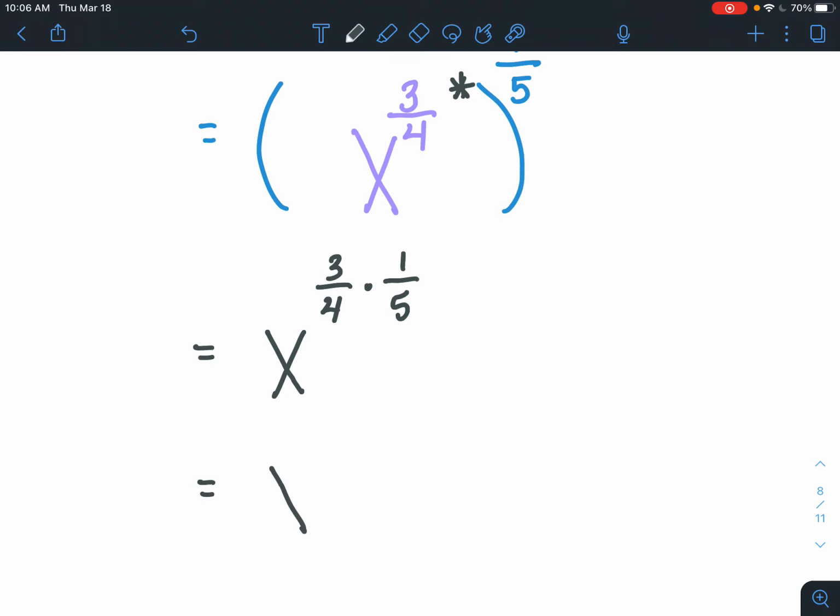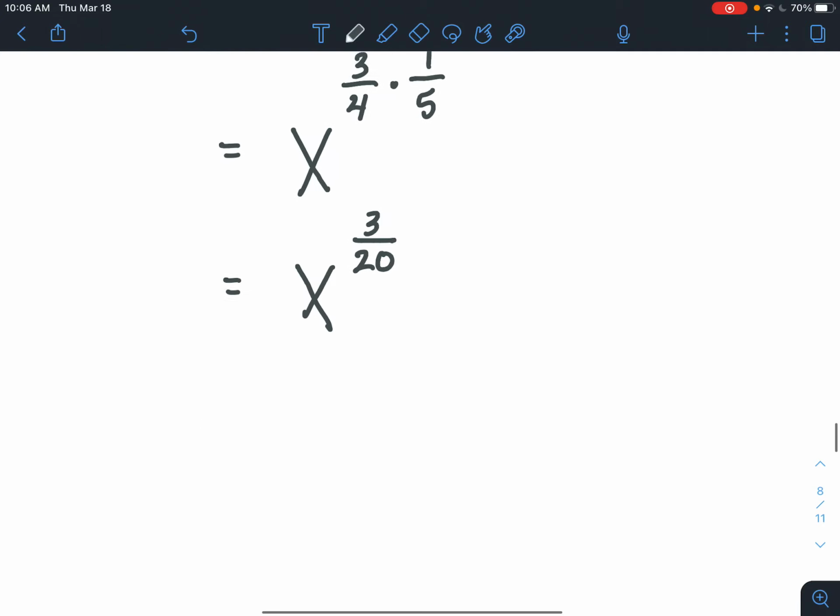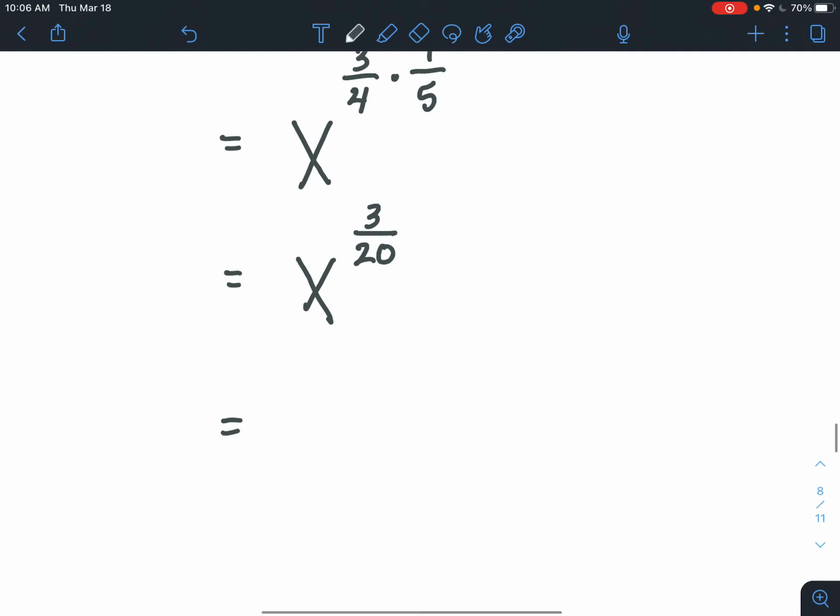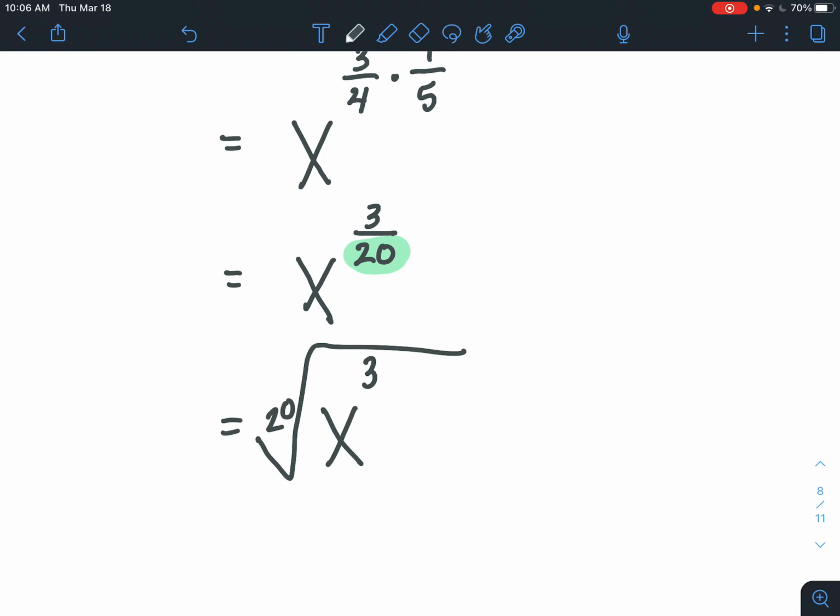So now with multiplication of fractions, remember to go straight across. So 3 times 1 is 3, 4 times 5 is 20, and then we need to rewrite this as a radical. So I have a 3 in the numerator, so that means I have x cubed, and a 20 in the denominator, which means that I'm going to have a 20th root here, so my index is 20.